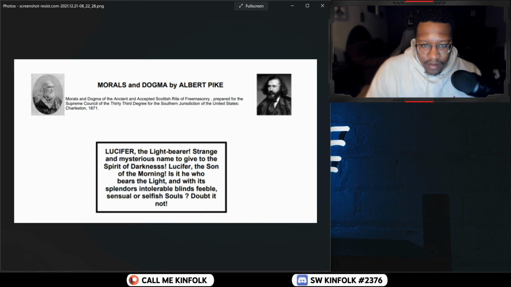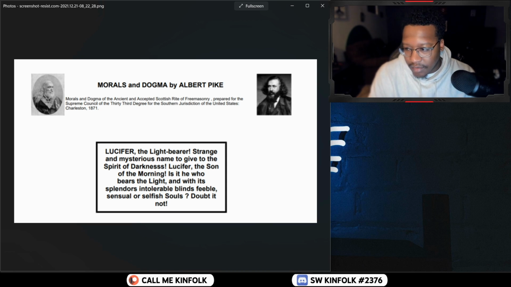And this is just a little excerpt from his book. He says, "Lucifer, the light bearer, a strange and mysterious name to give the spirit of darkness. Lucifer, the son of the morning, is it he who bears the light? And with its splendors intolerable blinds feeble, sensual or selfish souls, doubt it not." So they look at Lucifer as the light bearer. And in Freemasonry, if you speak to someone, they always say they're seeking light. So who are they seeking that light from? You see what I'm saying?